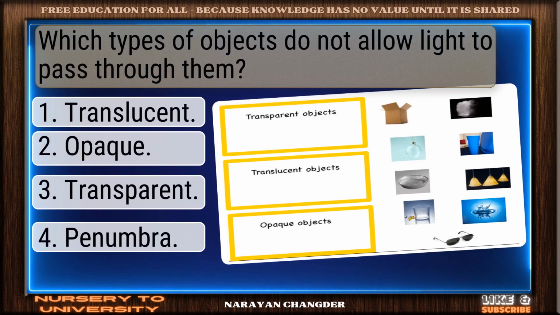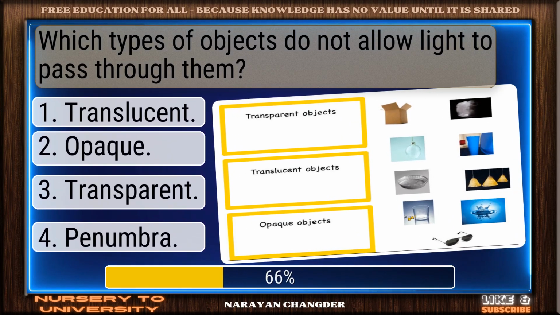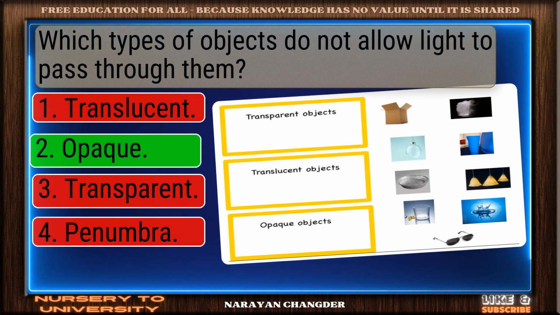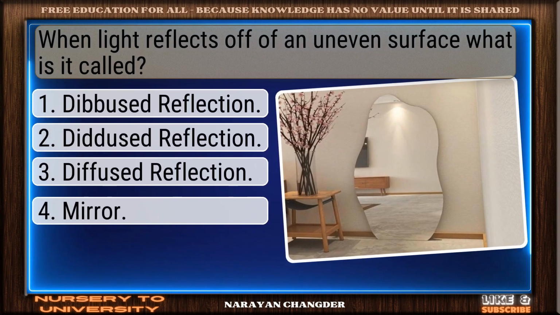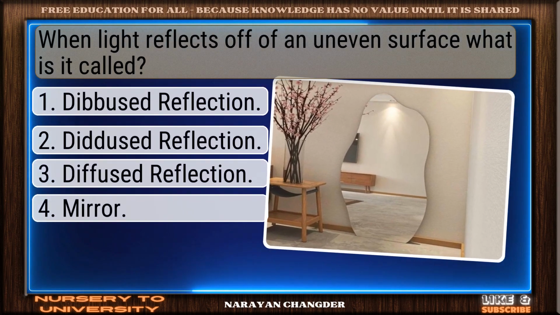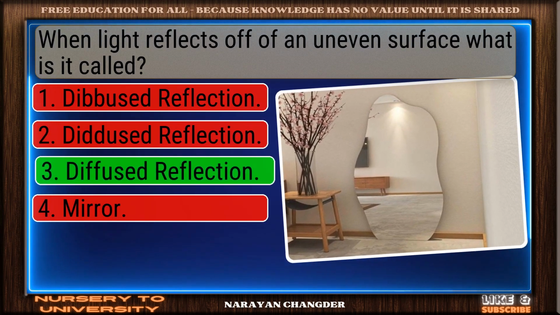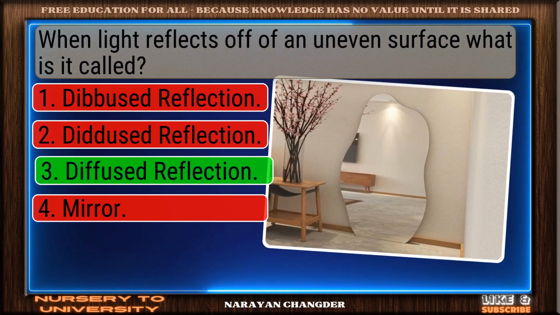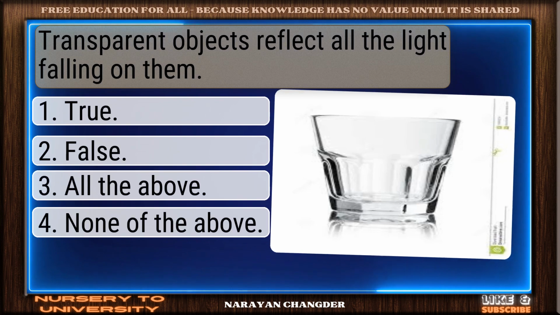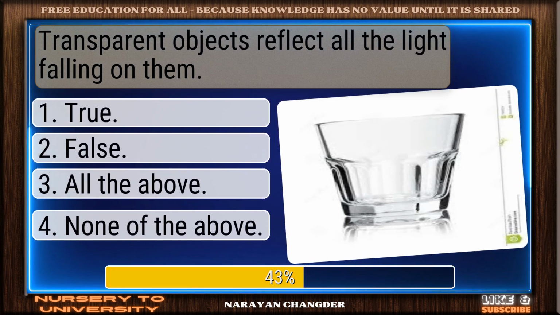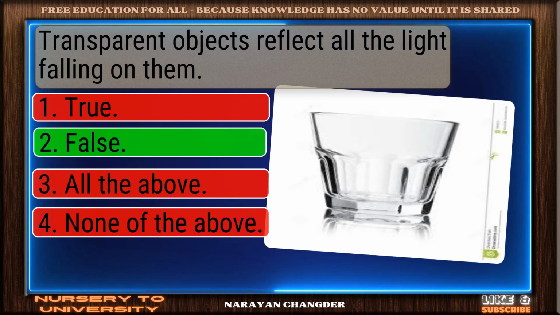Which types of objects do not allow light to pass through them? Clear logic. Your choice opaque is sound and 100% true. When light reflects off of an uneven surface, what is it called? Well picked. Diffused reflection is the correct answer. Transparent objects reflect all the light falling on them. Strong choice. False is the right answer.